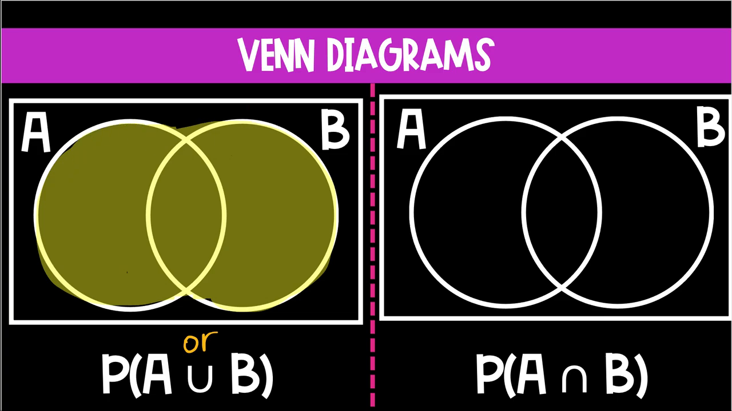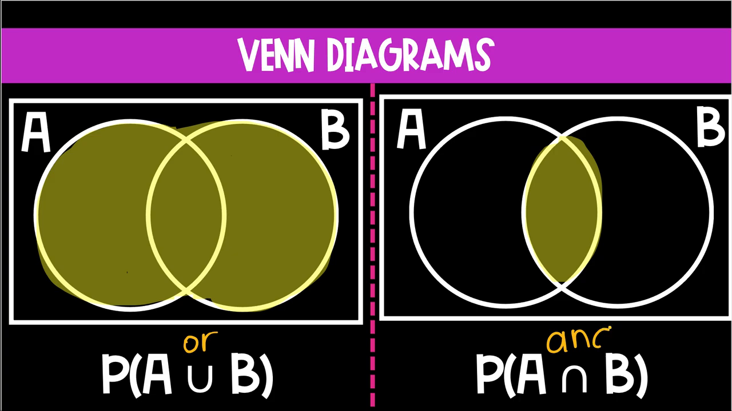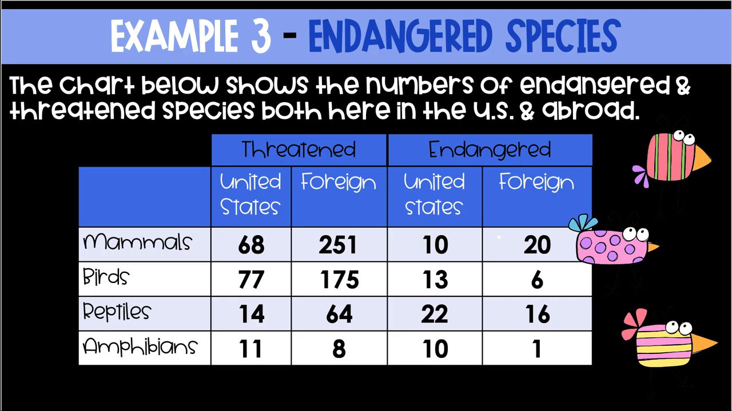If we're talking about the probability of their intersection, A and B, both happening at the same time, which is and, we're only located in this intersection here. There's a difference between the two, and it's important that you learn how to differentiate or and and. Let's take a look at our example 3.